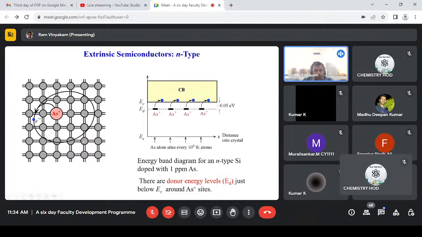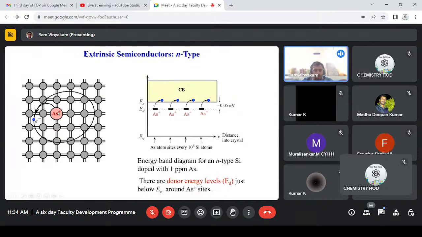So this electron has an energy. We call this the donor energy level, which will be mostly near the conduction band, and the dopant is chosen so that the energy between the donor energy level and the conduction band is minimum, which we refer to as the ionization energy. We all know what ionization is. In the case of arsenic in silicon, it is around 45 milli electron volt.